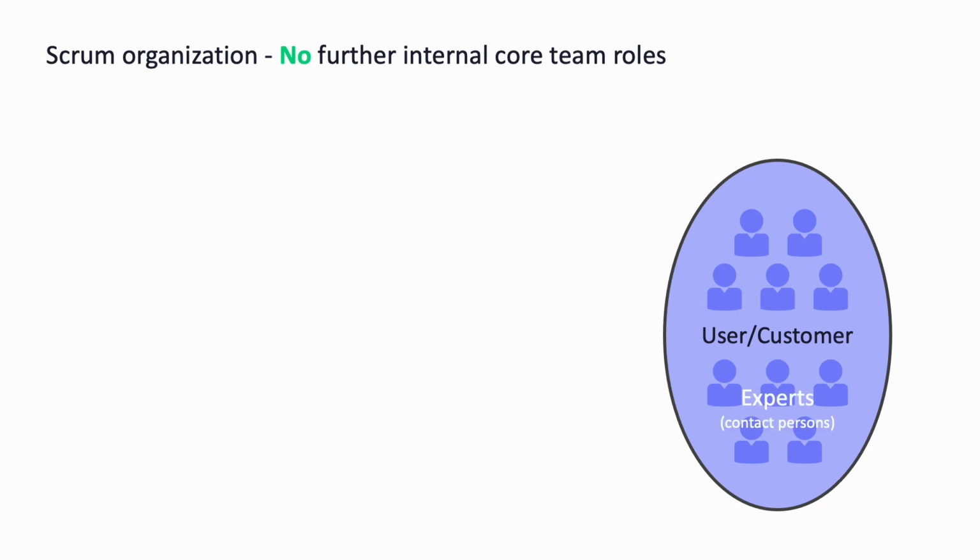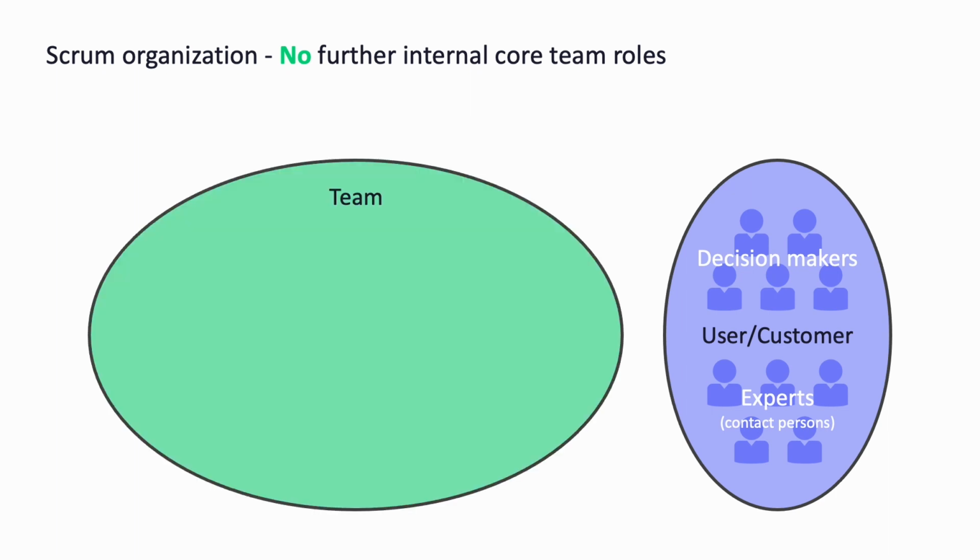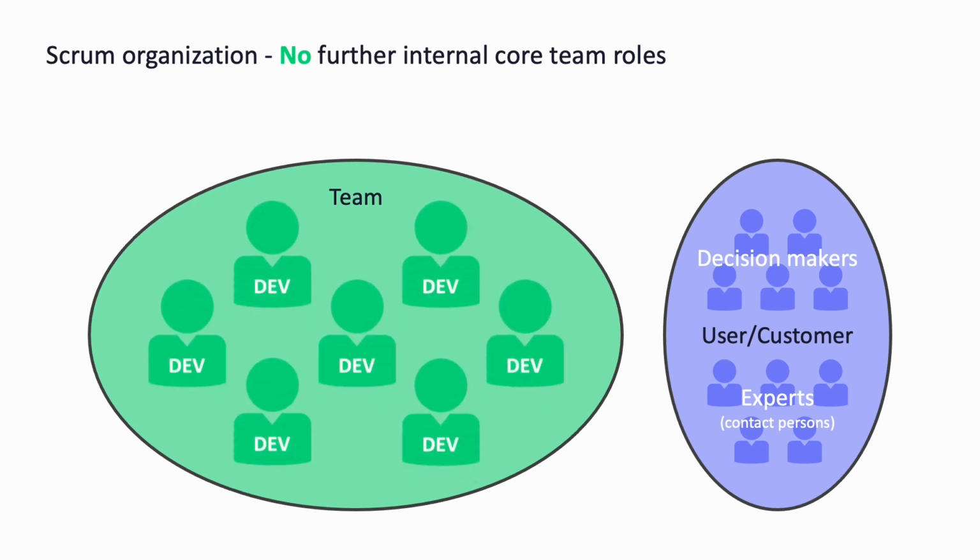On the one hand, the experts who know how things work or should work and who are therefore important contacts. And on the other hand, the decision makers who are allowed to make binding decisions and prioritize with regard to the project and the use of time and budget. On the other hand, we now have the team working according to Scrum.